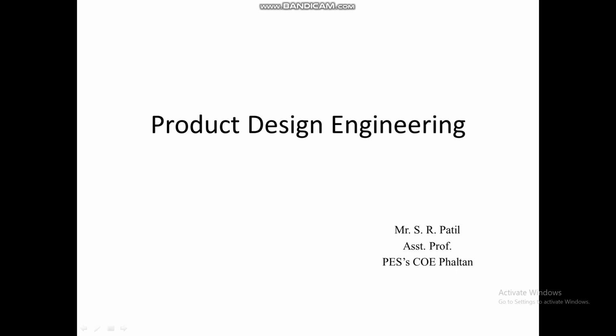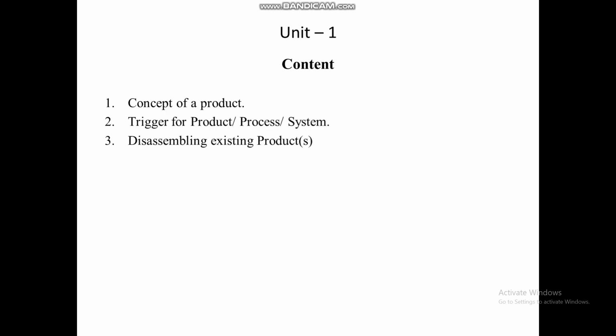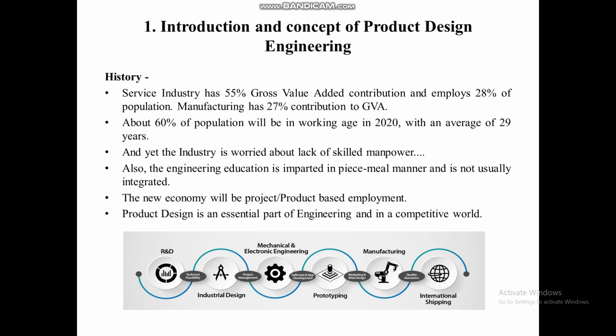Now, in this lecture, we are going to discuss unit number 1, and we should start from the content. First point, concept of product. Second, trigger for product or process. Third, disassembling existing products. Fourth, sketching of components. Fifth, fitting of components. First point, introduction and concept of product design history.